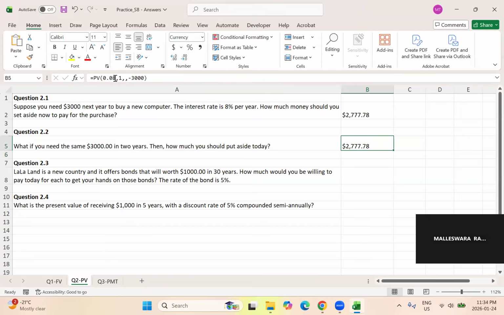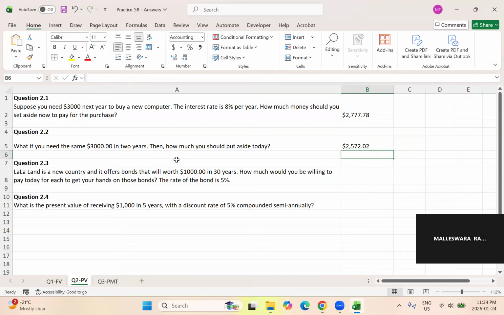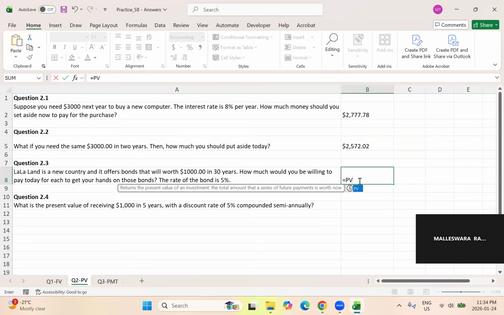So I will put 2 instead of 1. La La Land, the country offers a bond. It's worth $1,000 in 30 years. So it's about PV. So the rate is 5%, 0.5. Number of periods is 30.